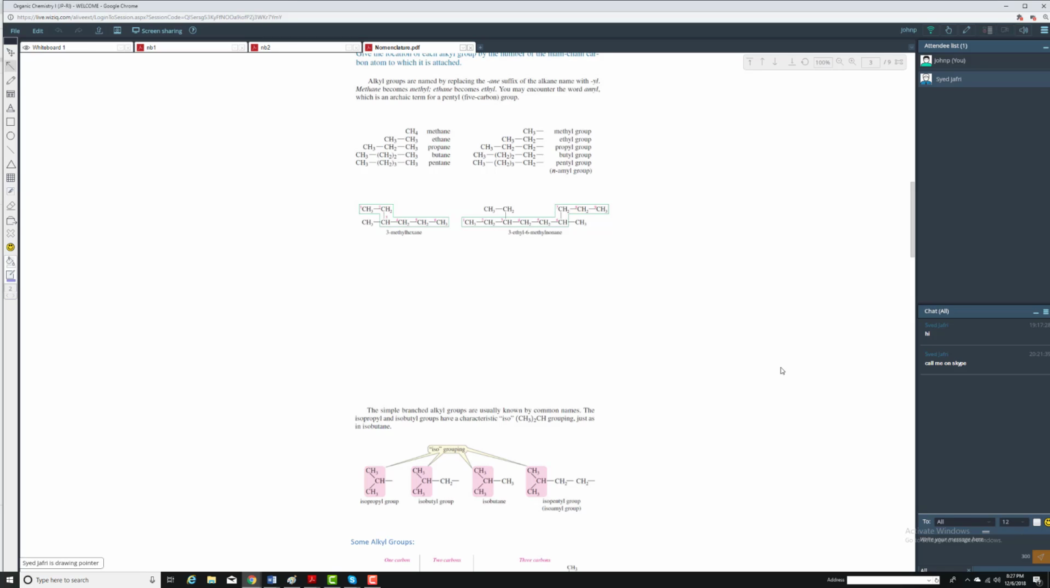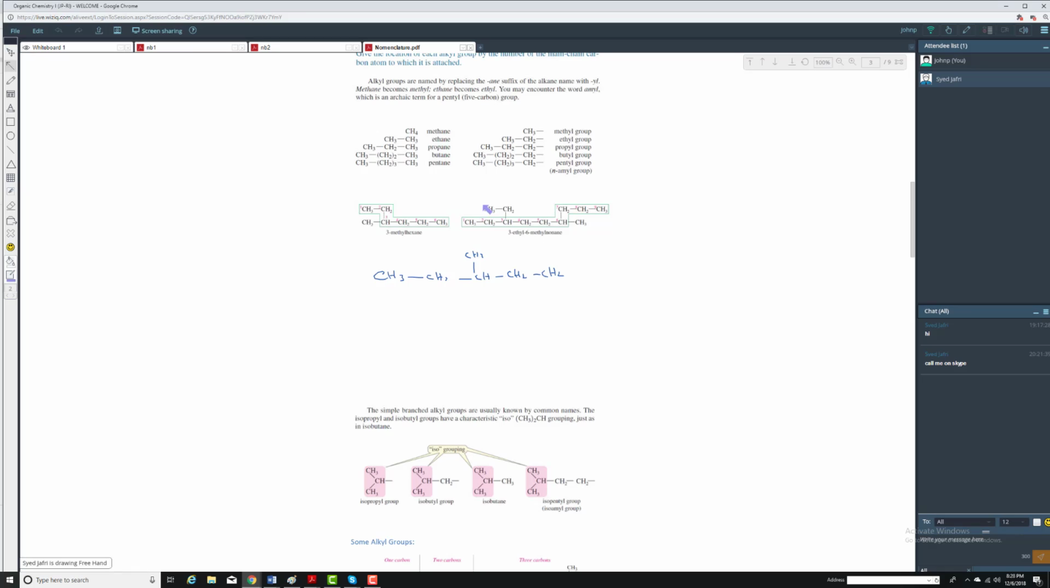CH3, CH3, CH2. At the end is CH3. And here it is CH2, CH2. Pentyl, pentyl. Yes, you're right. This is the common name. I'm just modifying this. Normally we don't use this, but at least you have to know the key. Pentyl is also commonly written as CH3, CH2, CH2.